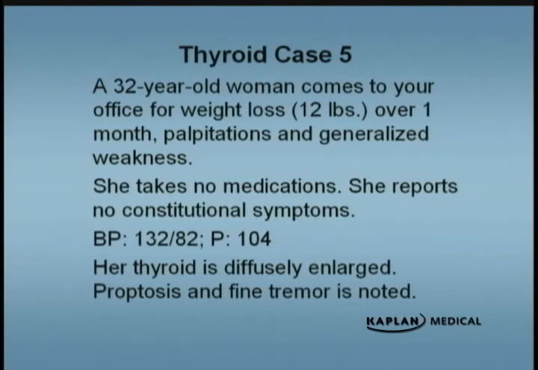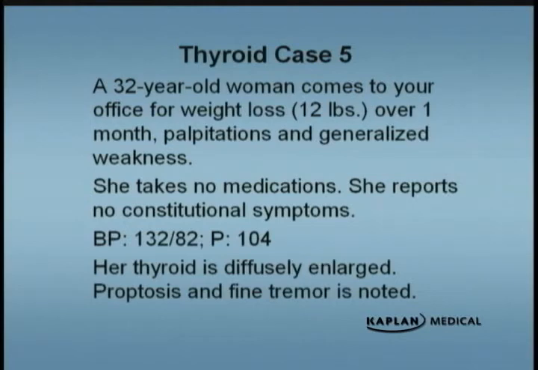Case number 5. A 32-year-old woman comes to your office for weight loss, about 12 pounds over 1 month, palpitations, and generalized weakness. She takes no medications. She reports no constitutional symptoms. Her blood pressure is probably okay. Her pulse is 104. It's elevated. Her thyroid now is diffusely enlarged. Sometimes in this kind of thyroid, you could put your stethoscope over it and hear a bruit, because it's so vascular. The proptosis is evident, and fine tremor is noted.